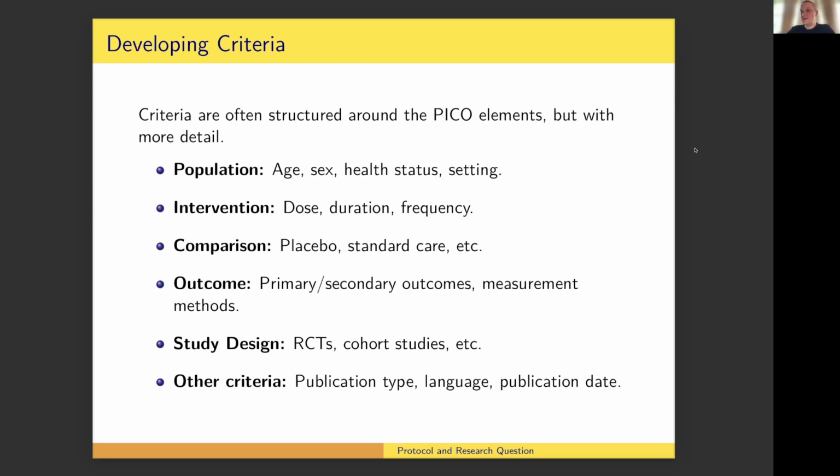So for instance, we could say we want to study interventions in university students. So university students is our general definition of a population. But in the inclusion and exclusion criteria, we might also be more specific and say, well, we want students that are 18 to 25, so young adult university students, really.